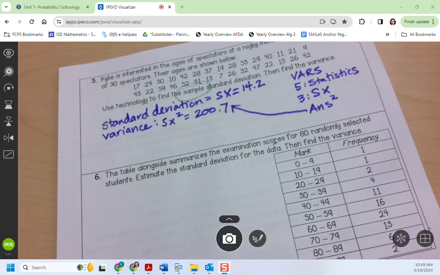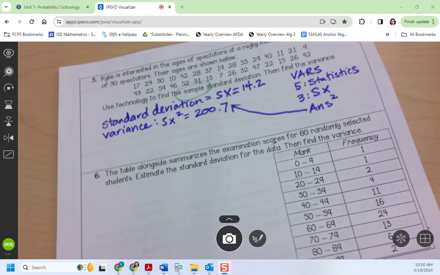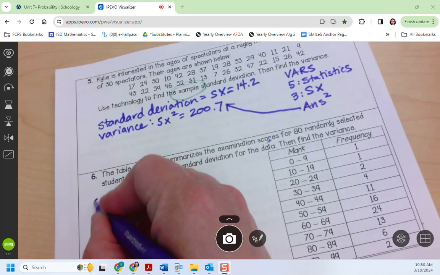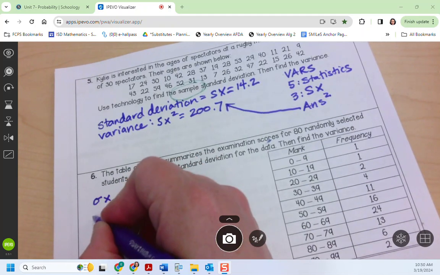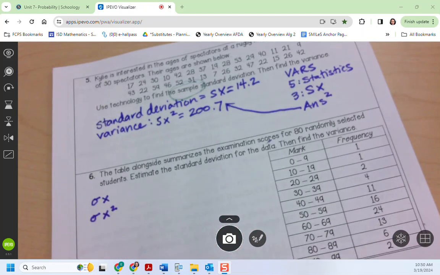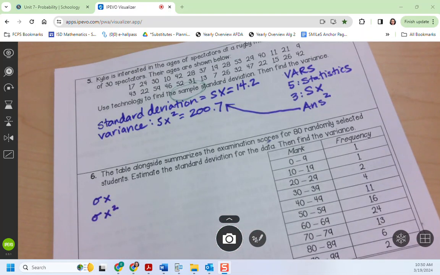All right, next one. The next one does not say the word sample in it, so we're going to assume that is what? Population, okay? So for population, you are going to use this one, and then this one, okay? So let's go ahead and find the standard deviation and then the variance.